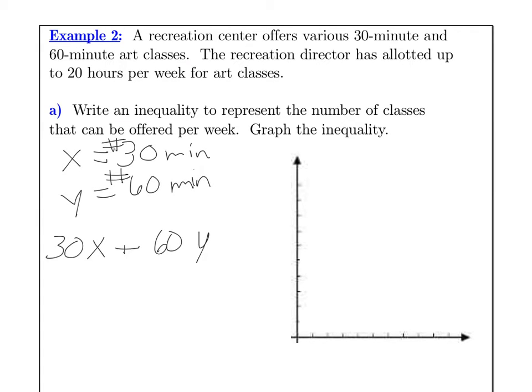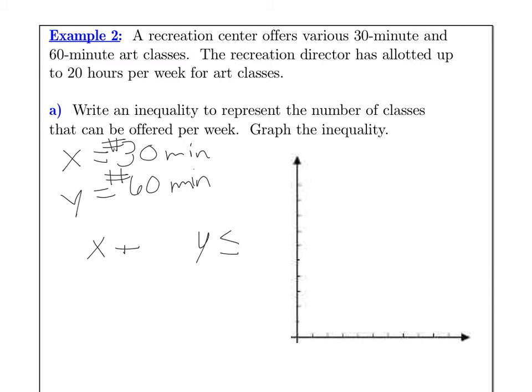Now, it does say that I only have up to 20 hours per week, so I think I'm going to have to take that away and say I have to be less than or equal to 20 hours per week. Now, 20 hours is in hours, and these other two numbers are in terms of minutes. So I have to make a choice. I either need to put my minutes in terms of hours, or I need to put my hours in terms of minutes. I actually think that I will go ahead and change these to be in terms of hours.